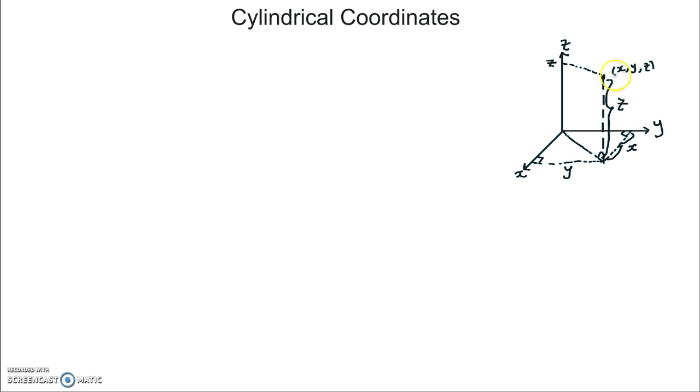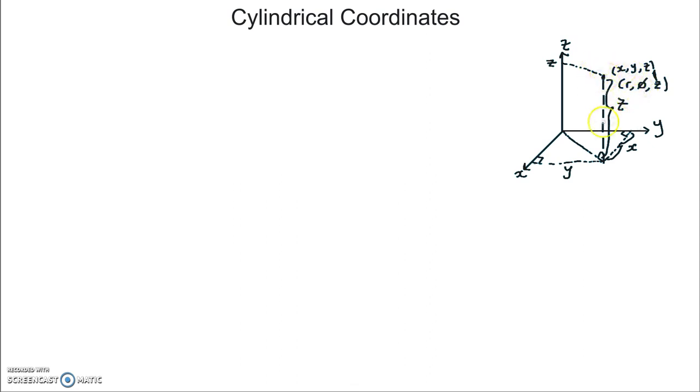So in cylindrical coordinates, instead of x, y, z, we're going to have r, phi, and z. So z is unchanged in cylindrical coordinates. X, y are now, instead of x, y, we're going to have r and phi. So what are r and phi?